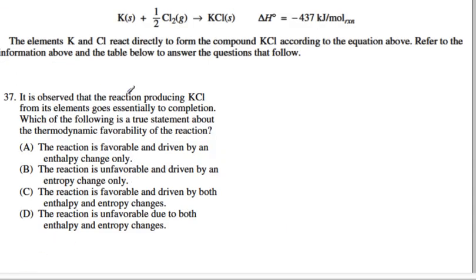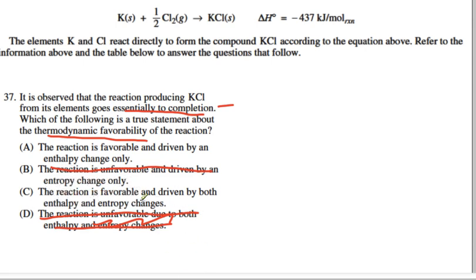Question 37. It is observed that a reaction producing KCl essentially goes to completion. So it basically goes forward, which means it's thermodynamically favorable. When it goes to completion, it means it's favorable. So the fact that they say unfavorable in B means you can scratch it, and unfavorable in D can be scratched. So then I'm down to C or A.